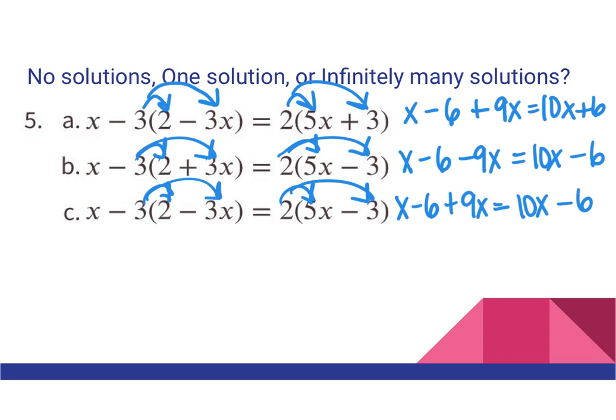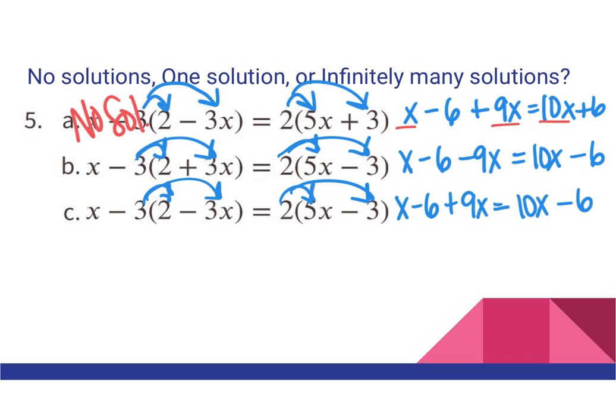Okay, so whenever I look at the first one, I notice that I have the same number of x's on both sides. So on the left, I have 10x's. On the right, I have 10x's. The difference is I'm subtracting 6 on one side and adding 6 on the other. So if I have the same number of x's, right? The same coefficient of x, but I'm adding or subtracting a different number, this is going to be a no solutions situation, okay?